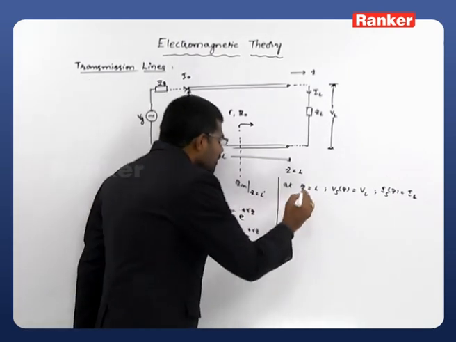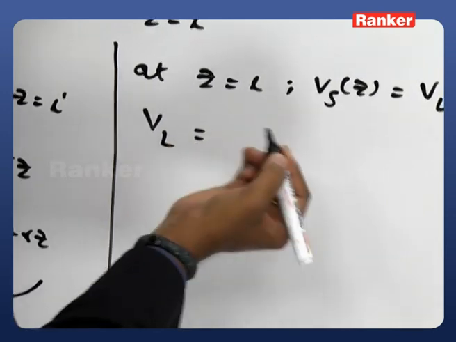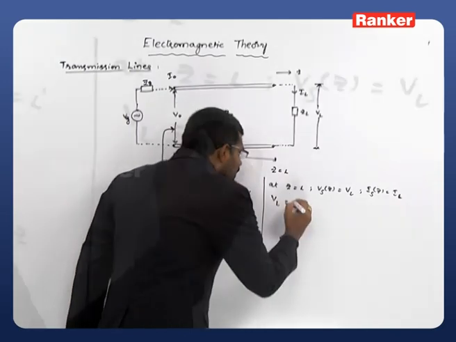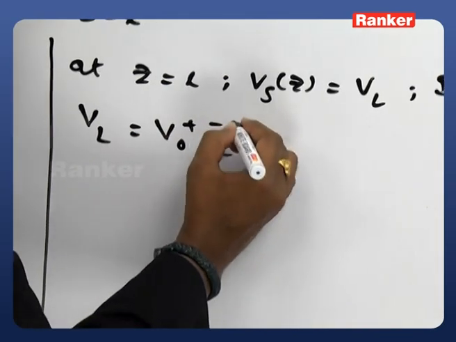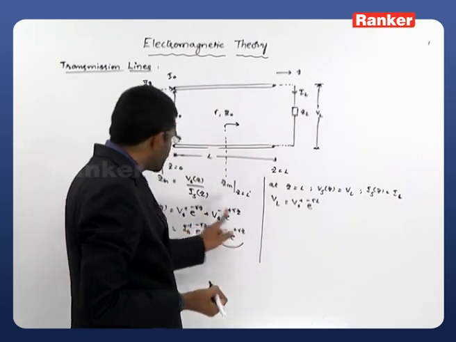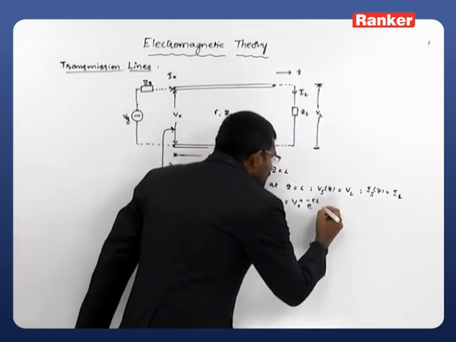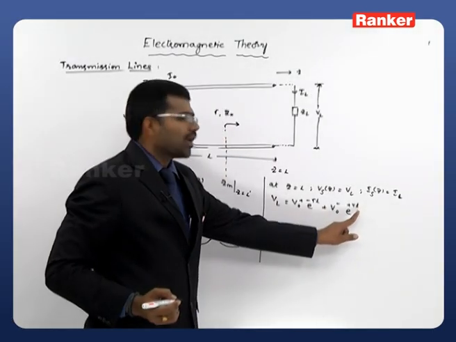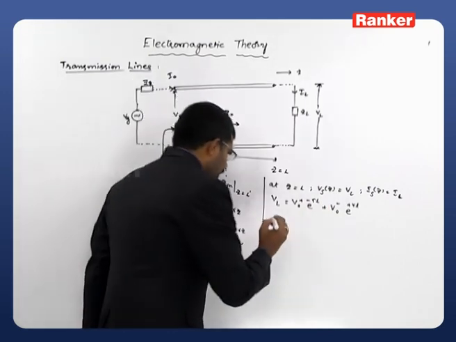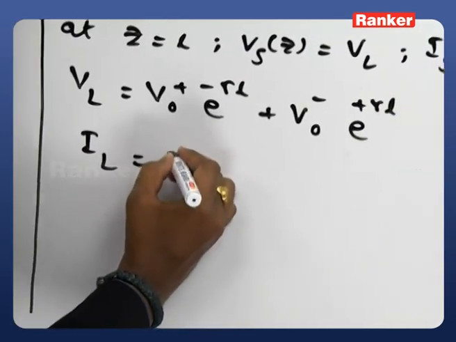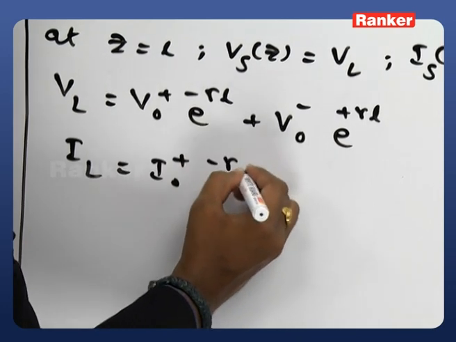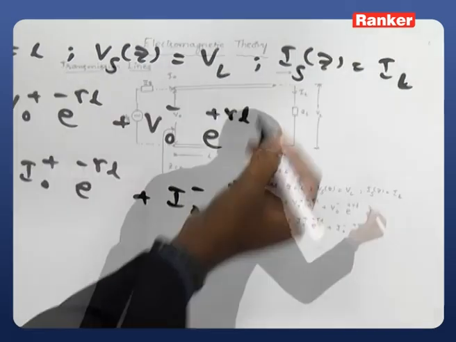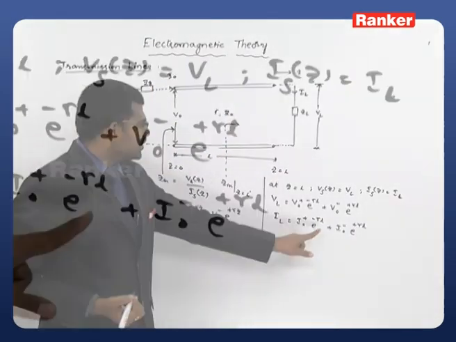Just observe, instead of Vs of z, I will write VL, which is equals to V naught plus, the magnitude of a forward traveling voltage, e power minus gamma L. Instead of z, I wrote L, plus V naught minus e power plus gamma L. This is one of the equations that we have. Similarly, IL is equals to I naught plus e power minus gamma L plus I naught minus e power plus gamma L. Just I modified these two equations like this.